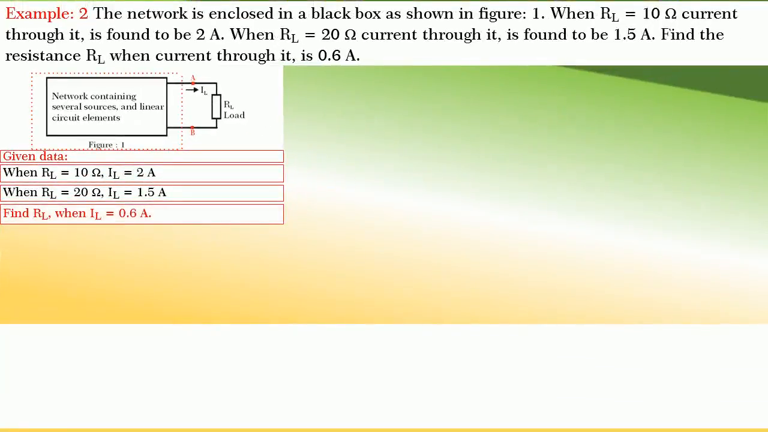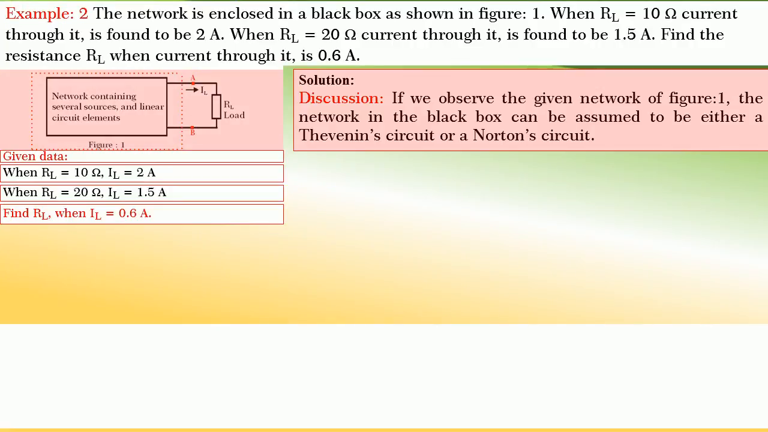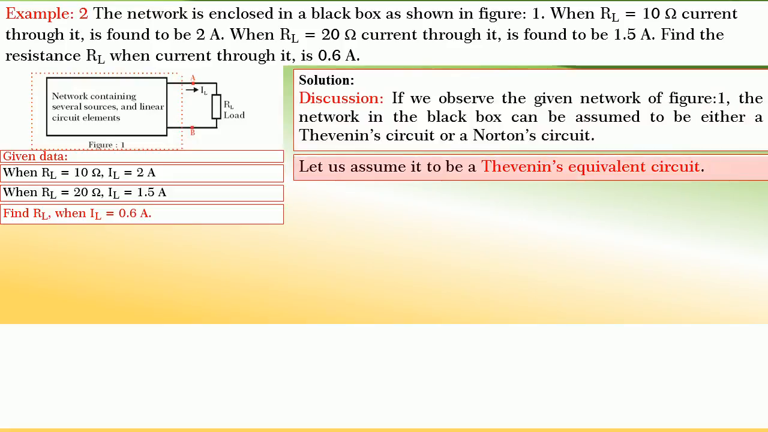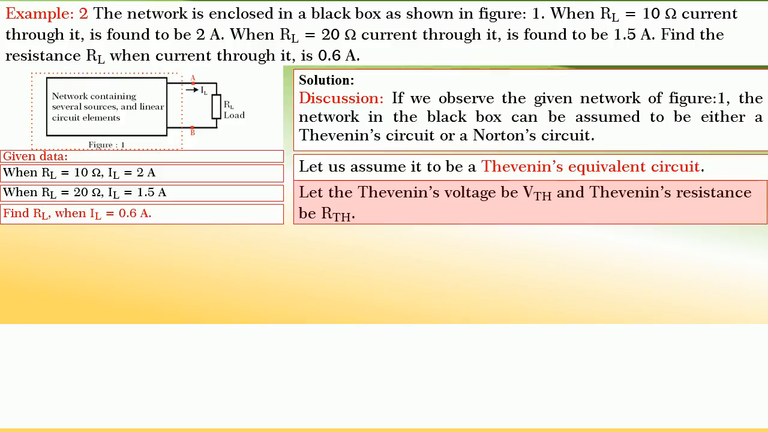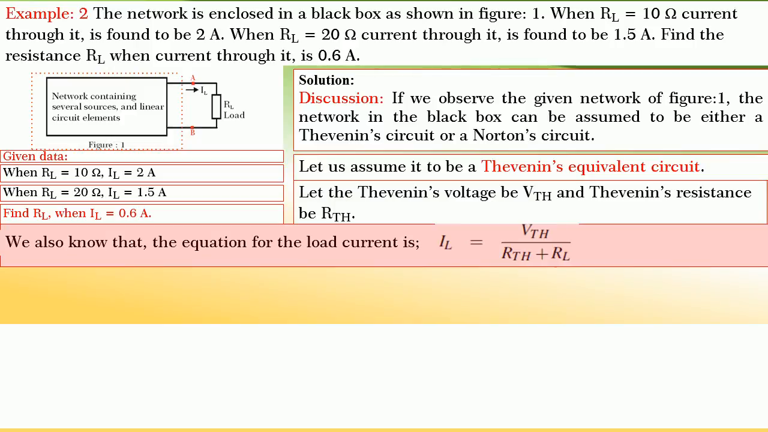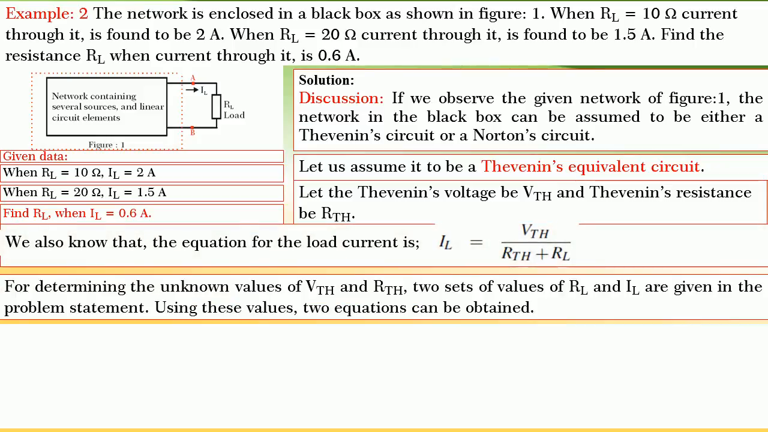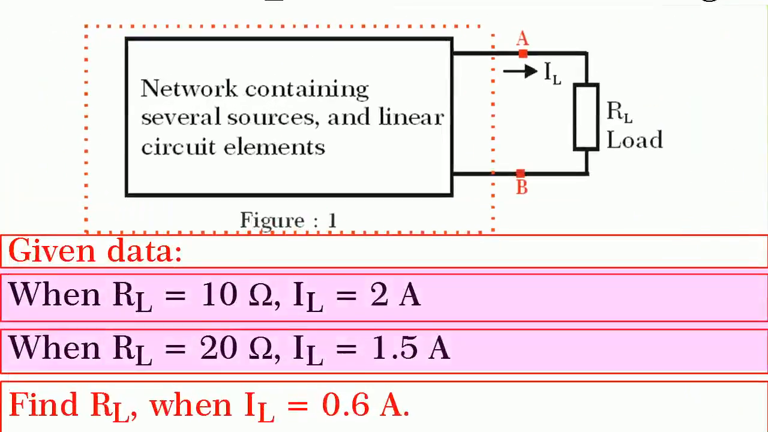Now, if you observe the given network of figure 1, the network in the black box can be assumed to be either a Thevenin's equivalent circuit or a Norton's equivalent circuit. Let's assume it to be Thevenin's equivalent circuit. Let the Thevenin's voltage be V Thevenin and the Thevenin's resistance be R Thevenin. We also know that the equation for the load current IL is equal to V Thevenin divided by R Thevenin plus RL.